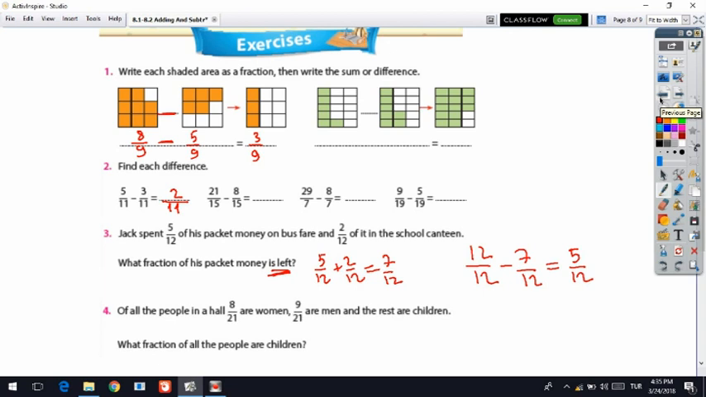We have finished 8.1 and 8.2. So see you next lesson. The next lesson will be about 8.3 and 8.4, adding and subtracting with unlike denominators. Okay, see you guys.